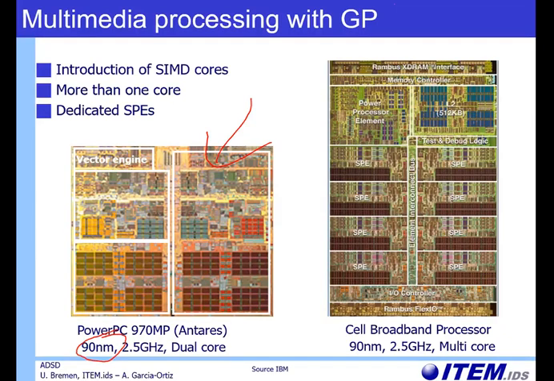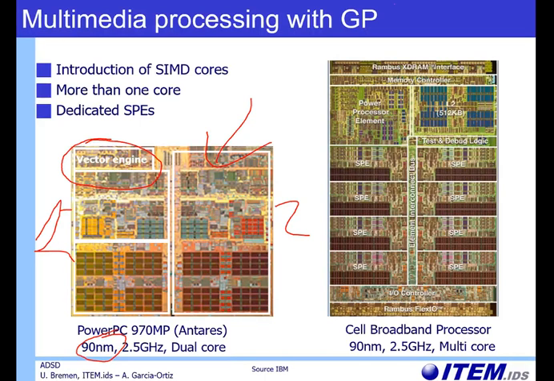Also, you can see that in addition to the two processors, one and two, you see here, we have a vector engine. These are these multimedia engines that are used, for example, for voice filtering and so on and so forth. And fundamentally, these engines are working as a set of elements which are working in parallel with the so-called single instruction multiple data.